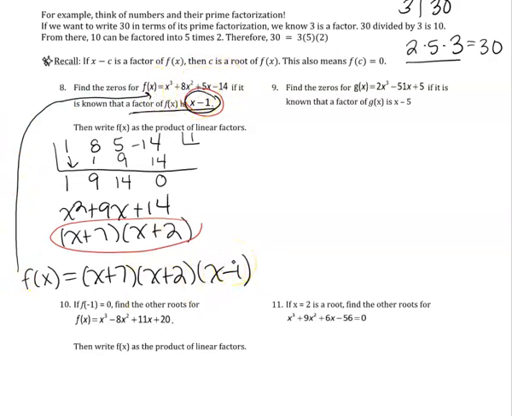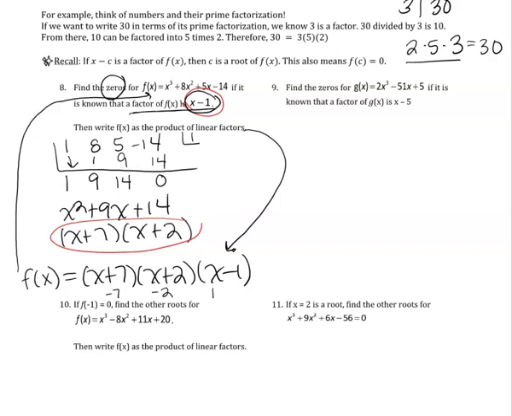Now the problem is actually asking me for the zeros of the function, so the zeros would be negative 7, negative 2, and 1. When it said rewrite f of x as a product of linear factors, that's actually what I did right there. So two-part question, two-part answer.